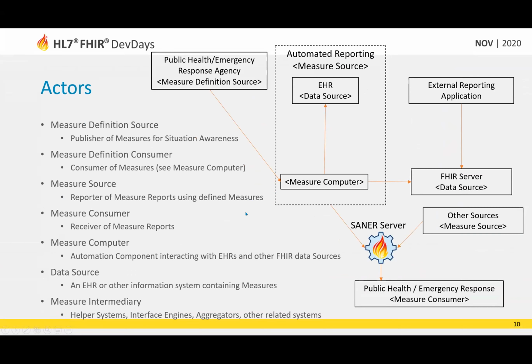So if we take a look then at a more technical view of the different information systems, you have something that the SANER IG calls the measure definition source. That's an actor that basically publishes measures, right? The FHIR Measure resource. You have the measure definition consumer, which is something that consumes those measures. So basically, it talks to a measure definition source and it issues a query for a measure.